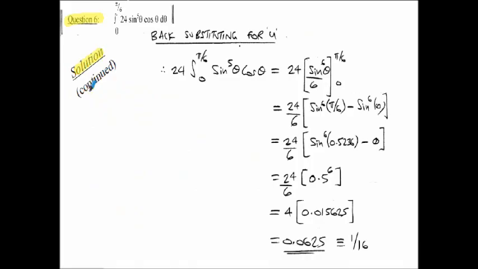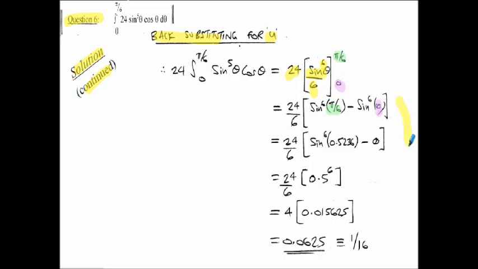Question 6 solution continued. All I'm going to do now is back substitute for the value of u in the expression on the previous slide, so that now becomes 24 multiplied by, in brackets, sine theta raised to the power 6, divided by 6, between the limits of 0 and pi upon 6. I now impose my upper and lower limits into the calculation, so imposing the pi upon 6 into the calculation shown here, and then the 0 limit shown here.